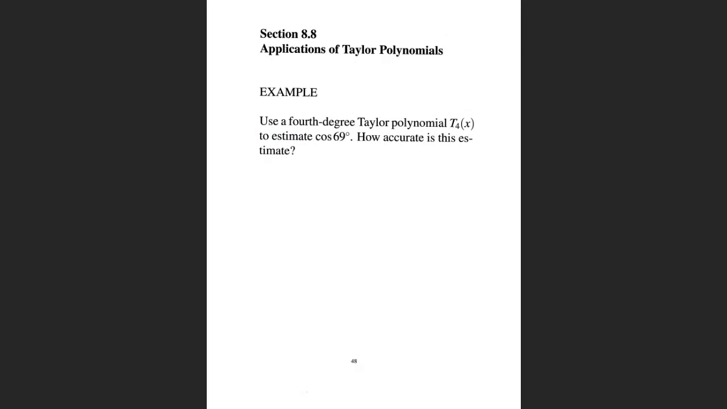Okay, so again, we want the fourth degree Taylor polynomial to estimate cosine of 69 degrees. And then, of course, we're going to ask how accurate this estimate is. That's an important question too, right? And we know Taylor's inequality is going to be involved in that. So since 60 degrees is the closest nice value to 69 degrees, we will expand our Taylor polynomial about a equals pi over 3.